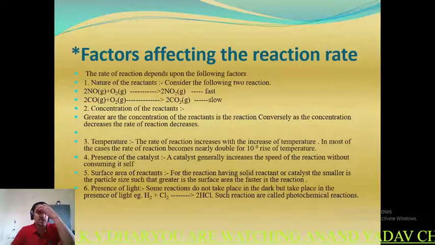What are the factors that affect the rate of reaction? There are various factors that affect the rate of reaction. The first one is the nature of reactant. See, these are the two reactions mentioned here: oxidation of nitric oxide to give NO2 and oxidation of carbon monoxide to give CO2. The first one is fast, the second one is slow, because the nature of bond formed or the bond energy in both these cases is different. Another factor that affects the rate of reaction is the concentration of the reactant.